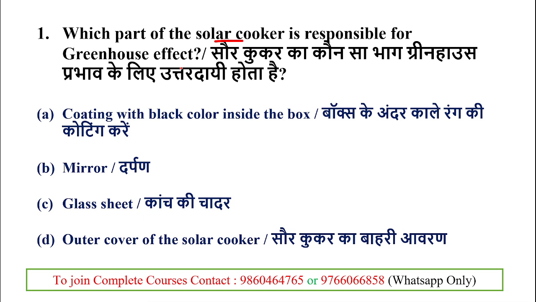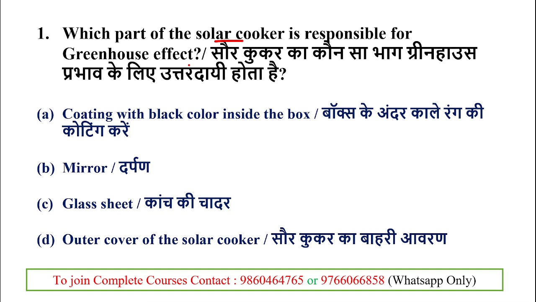It gathers and traps the sun's thermal heat. The sun's thermal heat is very high frequency light. In the solar cooker, the high frequency visible light is converted into low frequency infrared rays. Okay, so that will help to make the cooking process easier.